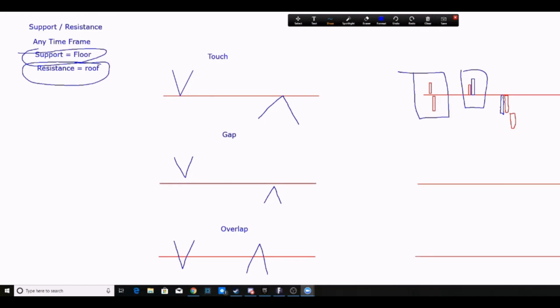Now let's go look at some examples on the actual chart. Let's delete this.